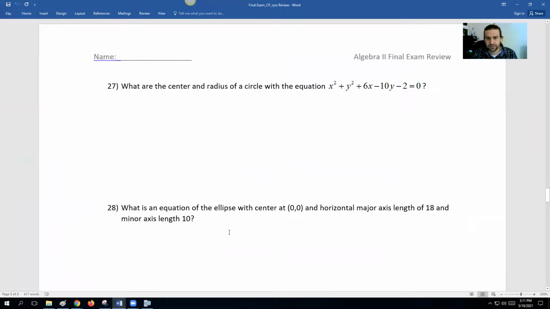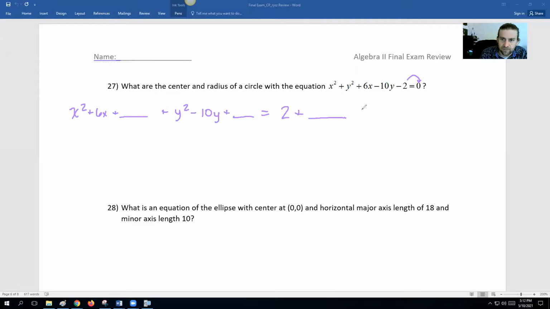Okay, circles, same thing. So complete the square. What we could do here is, this is technically the work we should do. Put the x's together. So we have x squared plus 6x. We'll put a plus blank. And then put our y's here. y squared minus 10y plus blank. And then let's move the 2 over. And then to keep things even, we'll put a plus blank here and another plus blank.